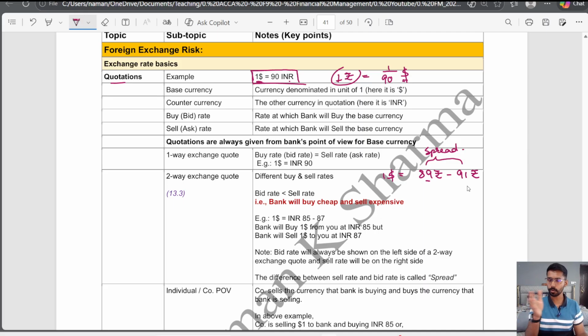Pick out the quotation. The quotations would be given in the question. What is the base currency? In this case, we have the dollar as our base currency. Now ask yourself, what is the bank doing with the base currency?